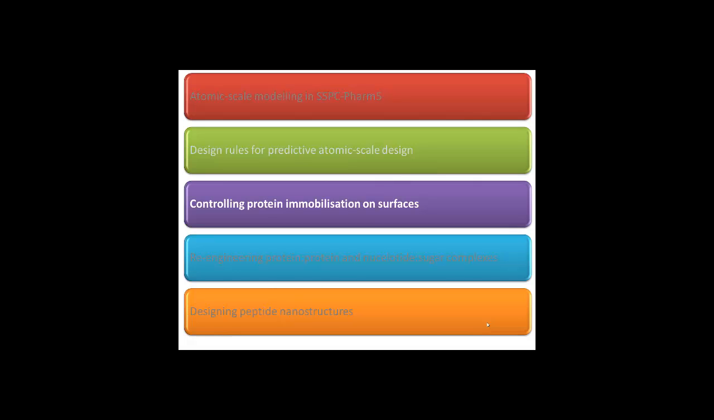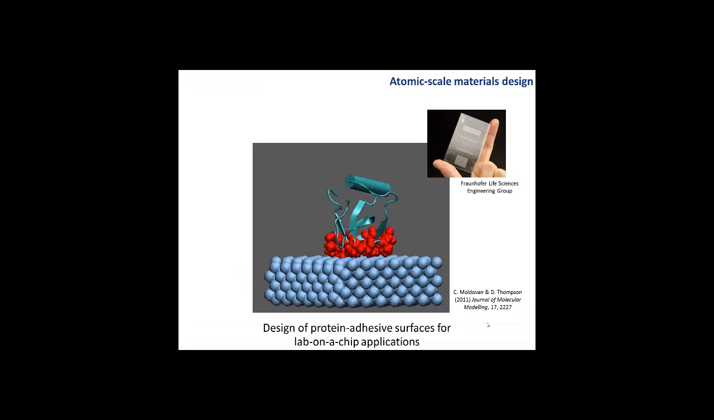So the examples I'll talk about here, first of all, controlling protein immobilization on surfaces. I'll just give you a very quick overview, a snapshot of some of the stuff we do. This is by no means exhaustive, so it's just a very brief introduction. I'm very happy to share papers or details with anybody who's interested. But for now, I'll just briefly throw some information at you, okay?